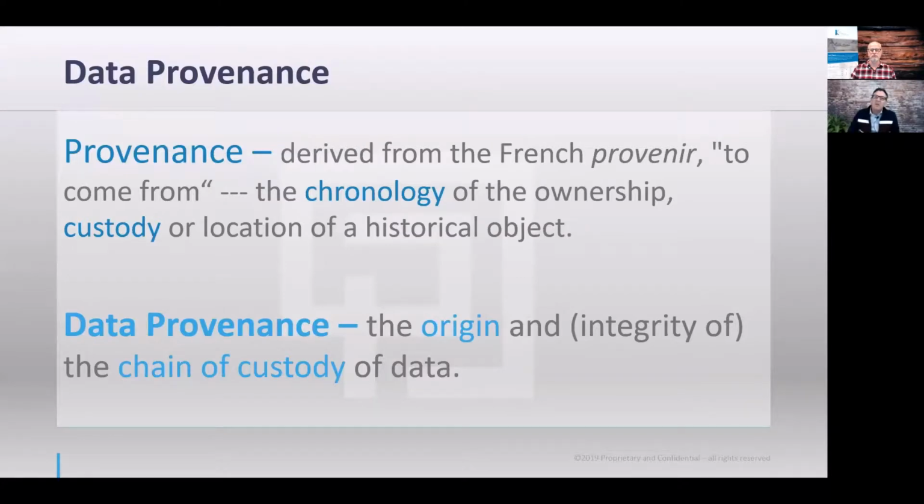Sure, thanks, Reed. Yes, so data provenance sounds French, or provenance, and it is. The origin is from the French word provenir, which essentially means the origin and chronology of ownership, custody, or location of a historic object. When we apply that to data, or more specifically healthcare data, it describes the concept and the related practices that ensure not only the origin and chain of custody of the data is assured, but also the integrity of the data itself.